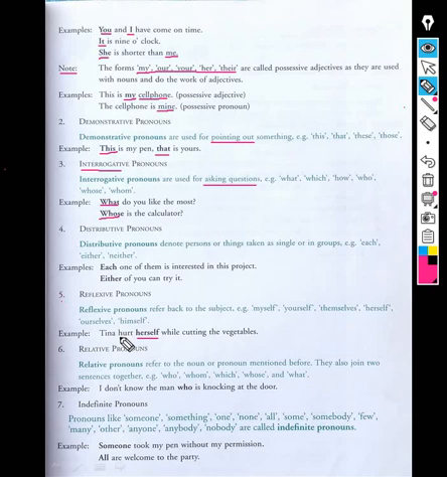Right? Okay, now number 6, relative pronoun. Relative pronouns refer to the noun or pronouns mentioned before. Mentioned before means the noun that has been written before, that has been indicated before or referred before. So these relative pronouns relate the information with this noun that has been described before.